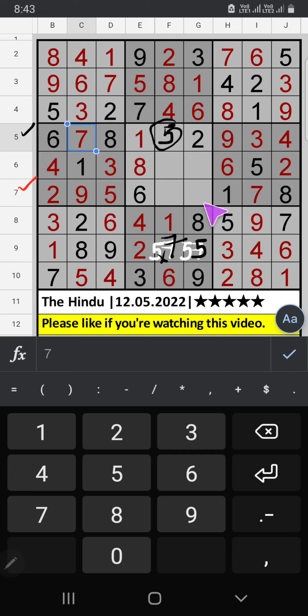Seventh row, 2 numbers are remaining, 3 and 4. Column G, we already have 3, so 3 can come in this cell. 3 is confirmed here, then 4 is here.